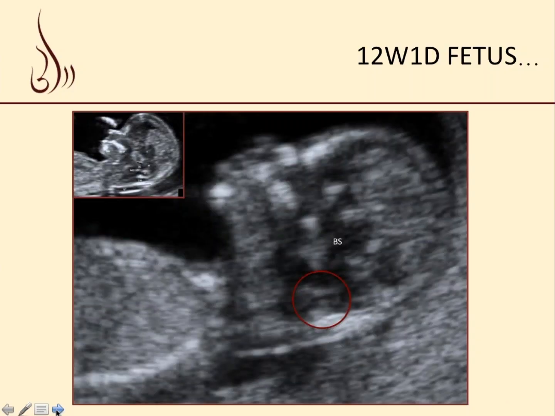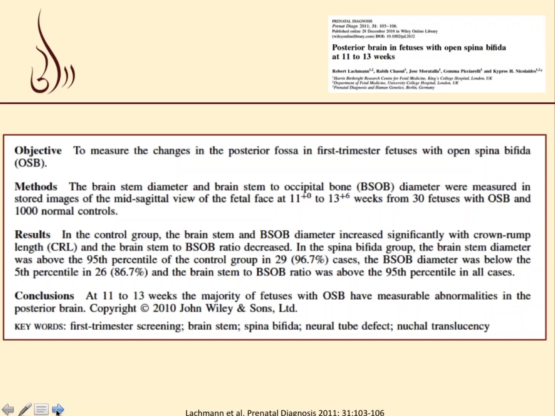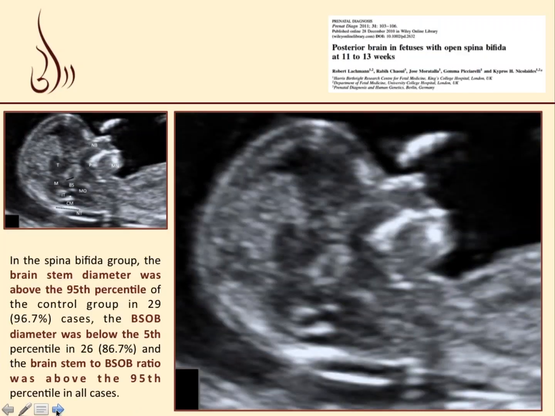However, there are limitations to the intracranial translucency, and in 2011, Lachmann and colleagues looked at another area in the posterior fossa, which is the brainstem and the brainstem to occipital bone distance. And I'll show it in a schematic here. You have the midsagittal view again of the fetus. Remember the brainstem, and it is between these two lines. And right below the brainstem, this is your fourth ventricle, and this is the choroid plexus of the fourth ventricle, and this is the occipital bone here.